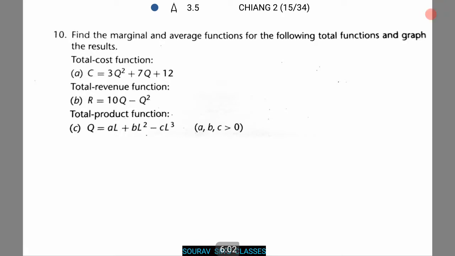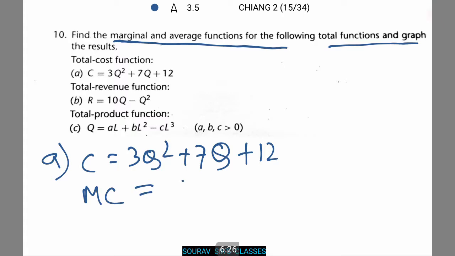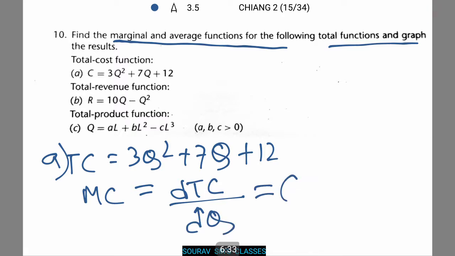Next, we'll do a very easy question. We need to find the marginal and average function of the following total functions and to graph the results. First, we are given C equals 3q square plus 7q plus 12. Now, MC or marginal cost equals d of total cost function by dq, which comes to 6q plus 7.